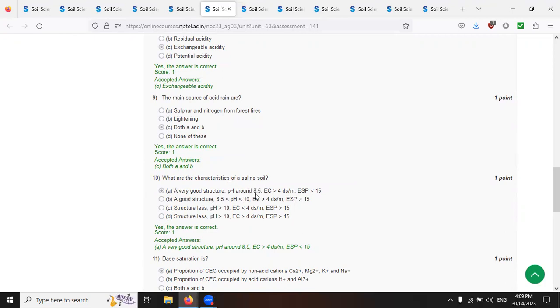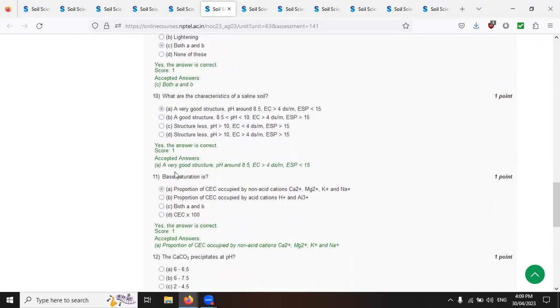What are the characteristics of saline soil? A very good structure, it reckons. pH around 8.5. Yeah, high pH, yuck.